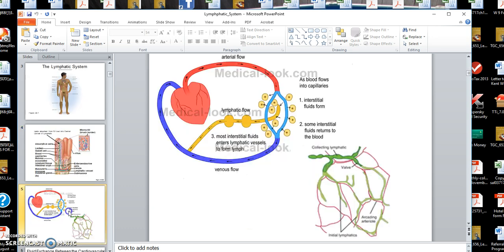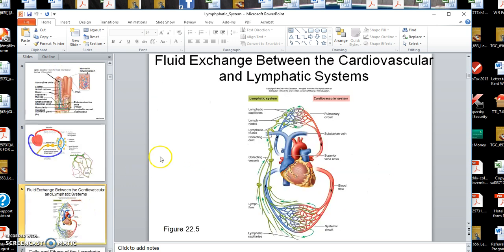Okay, we go a little further. This was a schematic to show you the picking up of material into the lymphatics and then ultimately pumping until it returns and enters the bloodstream. It's a little schematic there. Fluid exchange between the cardiovascular. This is to discuss the fact that extra fluid is taken back into the bloodstream using the lymphatics. So the lymphatic system and the cardiovascular system are indelibly tied together for several different reasons.